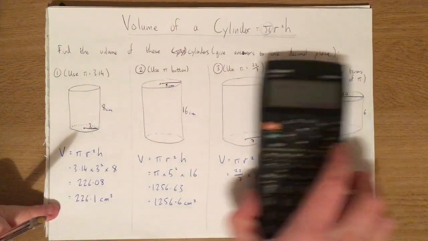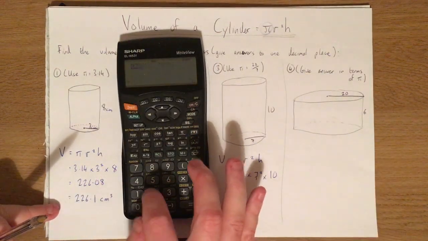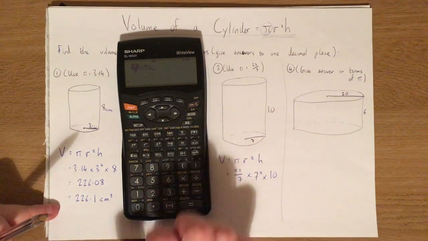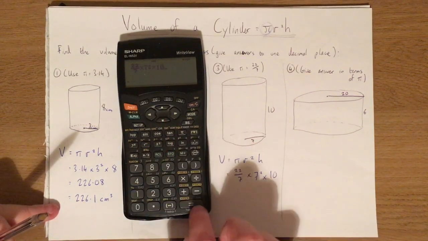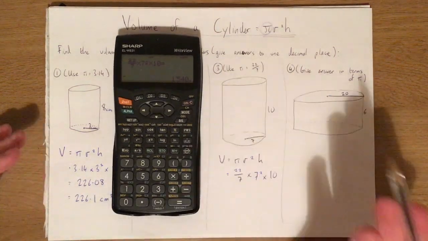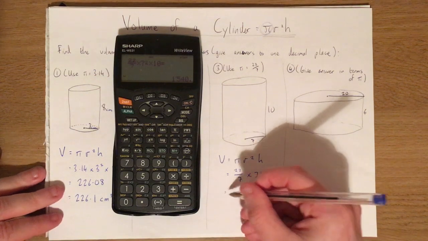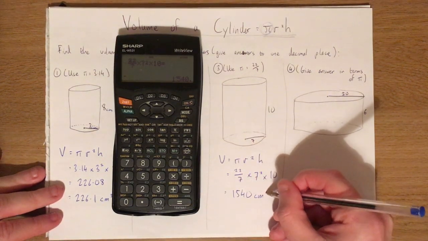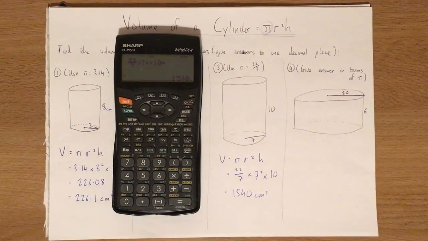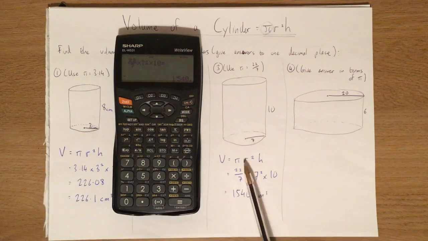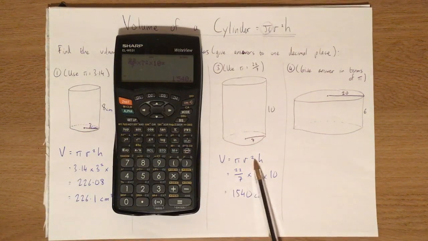All right, so if I put that into my calculator, 22/7 multiplied by 7 squared multiplied by 10 is 1540. So it was a whole number, so I don't need to round it off to 1 decimal place. So 1540 centimeters cubed. All right.